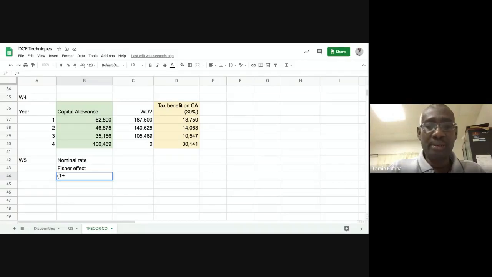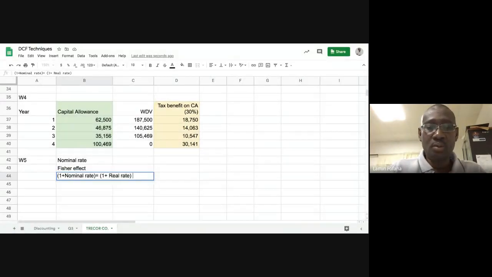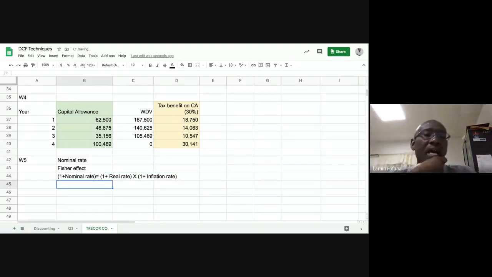1 plus nominal rate equals 1 plus real rate multiplied by 1 plus inflation rate. Okay, so this is what the Fisher effect says.